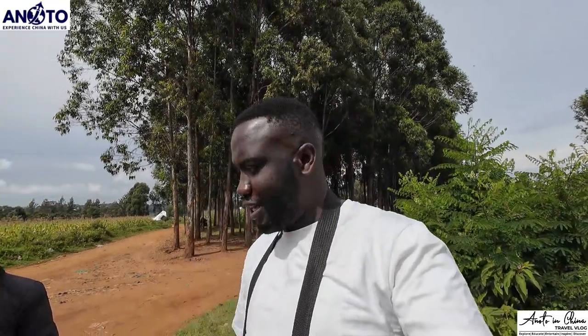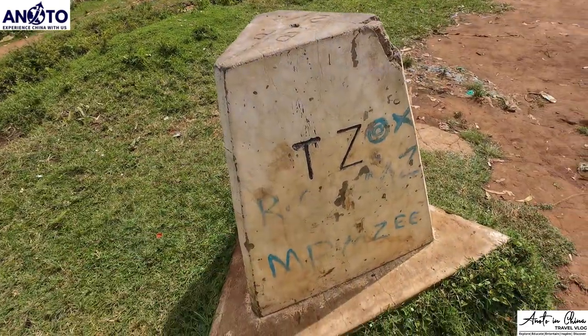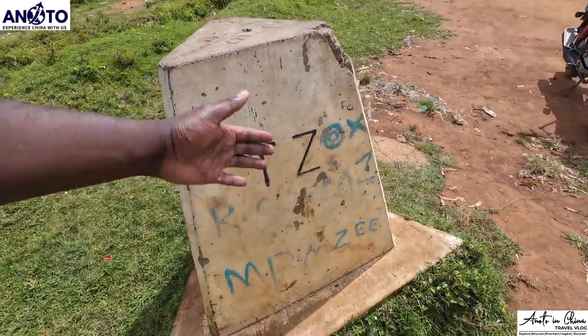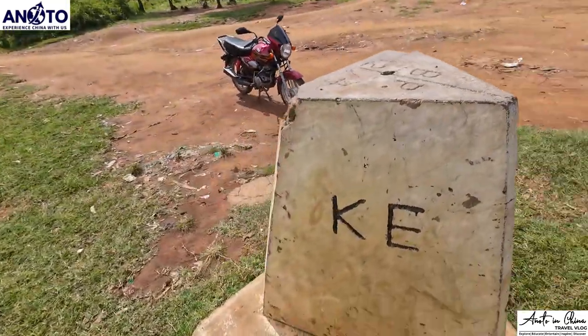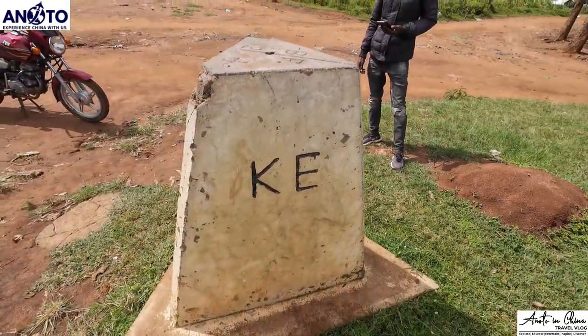Right now, we are here at the beacon. For those who understand, the beacon is just a solid concrete erection to show ownership of a land or to show boundaries or border. So, right about now, I'm in Tanzania. This is TZ, meaning Tanzania. And when I cross over to this other end, I'm in Kenya.